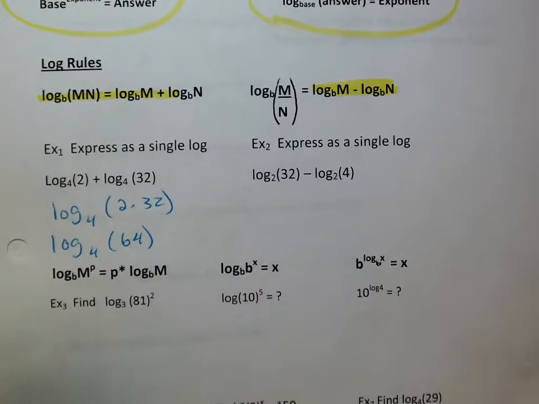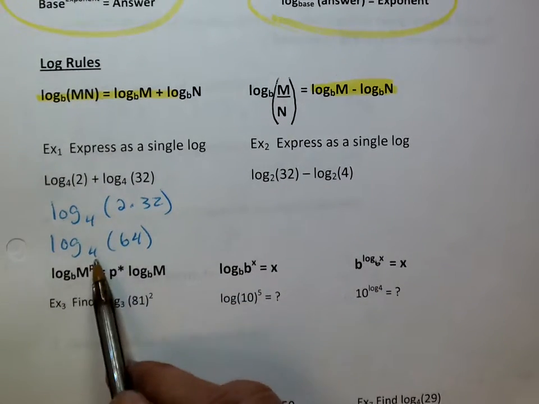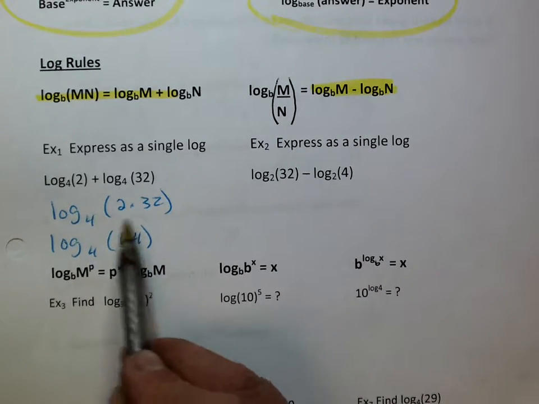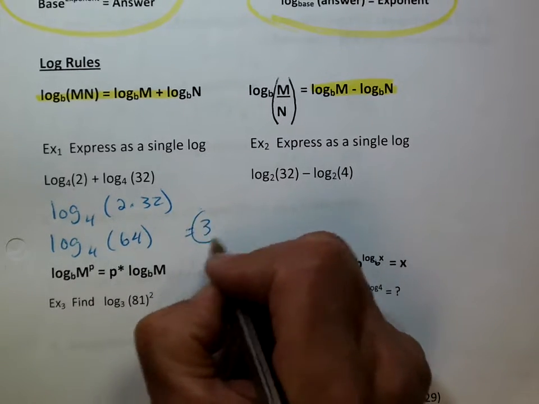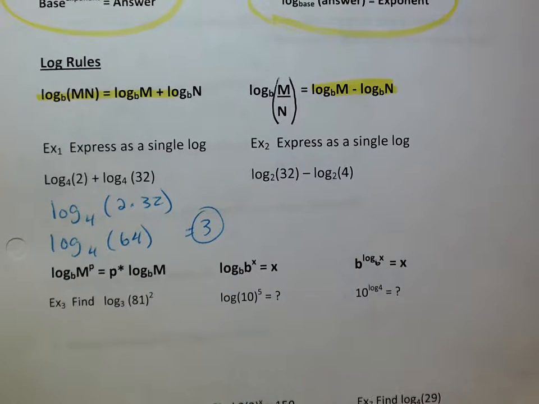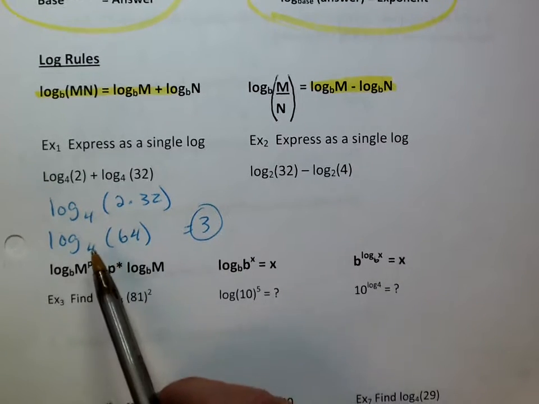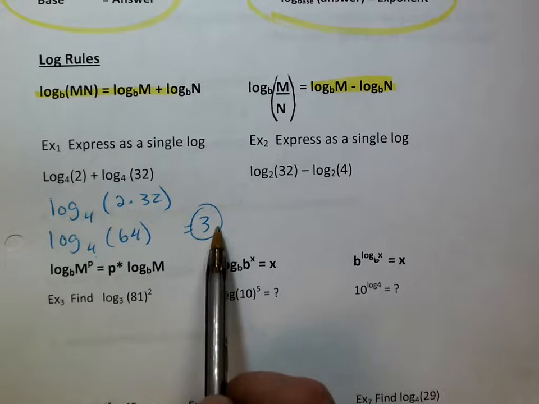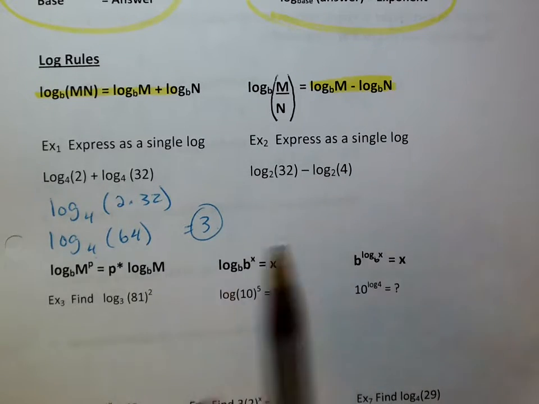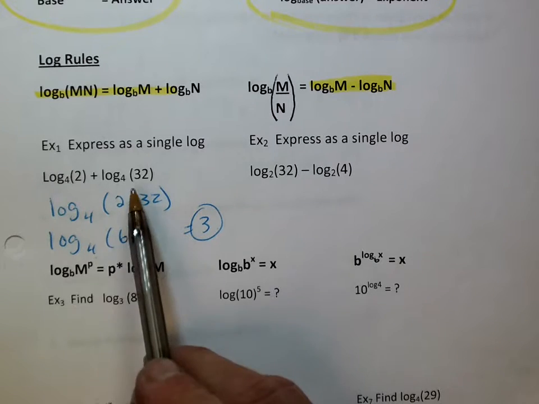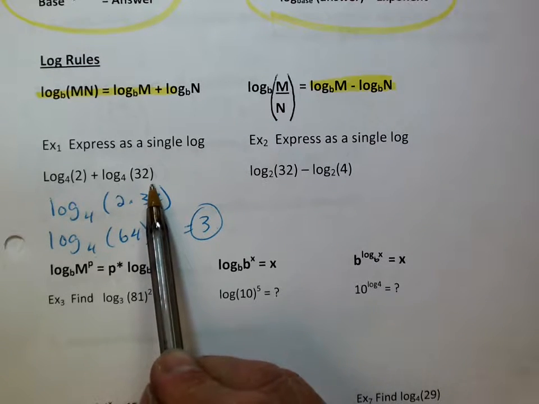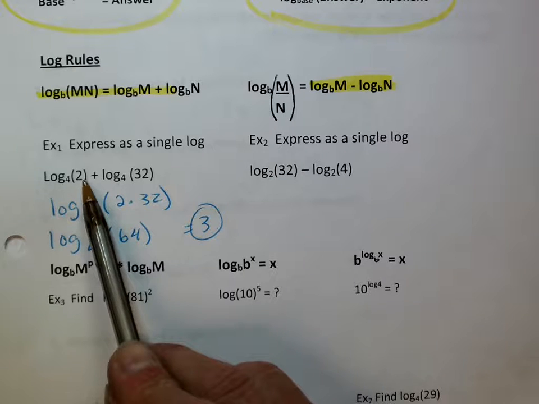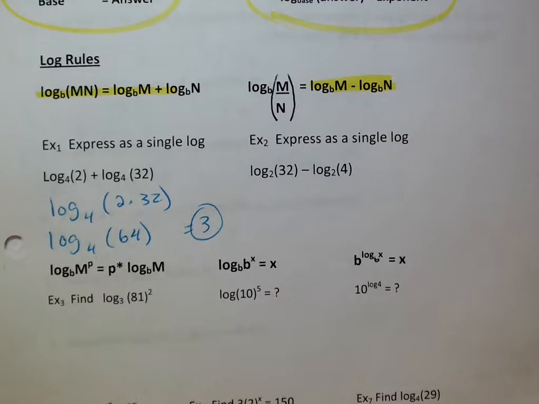Now, why would we even need to do that? Well, I can actually figure out what this is now. I do know that 4 to the third power equals 64, so the answer to this is 3. I didn't change it to exponential form because I can do that in my head, but it's 4 to what power equals 64? It's got to be 3, because 4 times 4 times 4. By combining them, I was able to do that, because before, 4 to what power equals 32? I don't know. 4 to what power equals 2? 1/2. So by combining it, I was actually able to evaluate the answer.